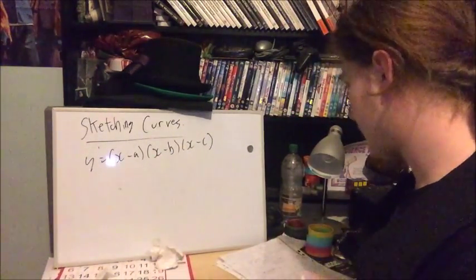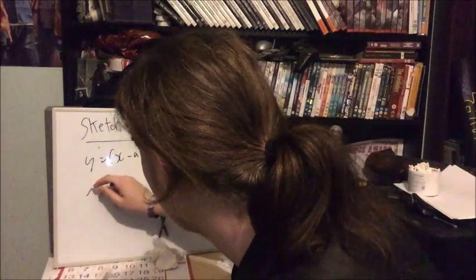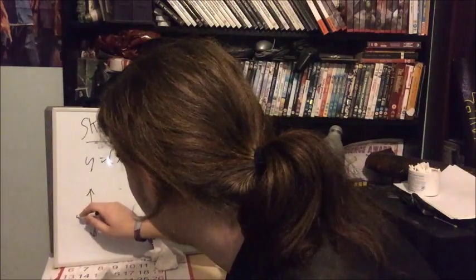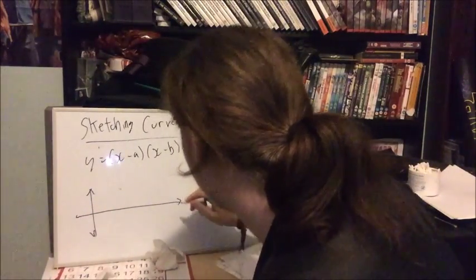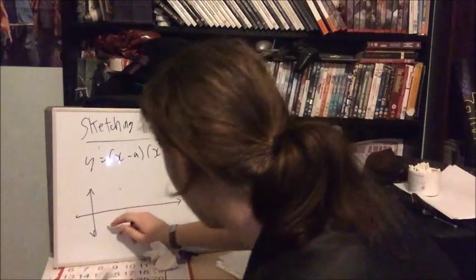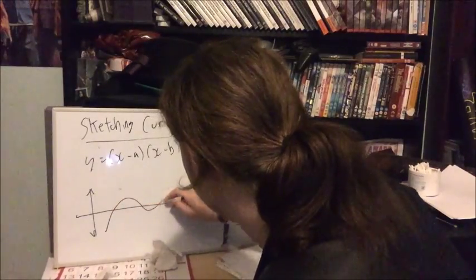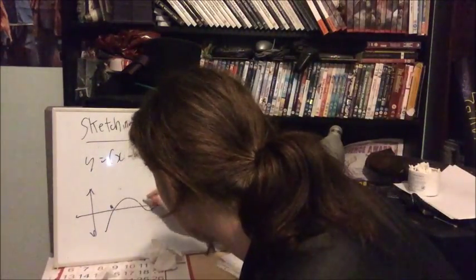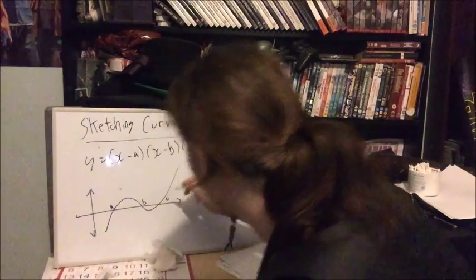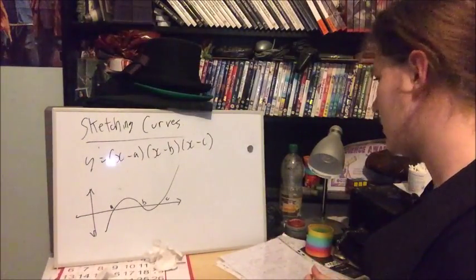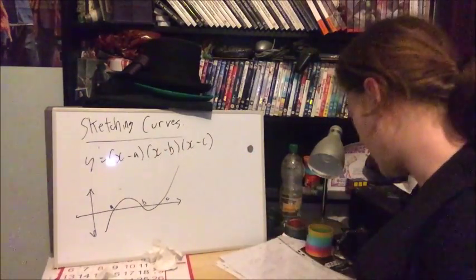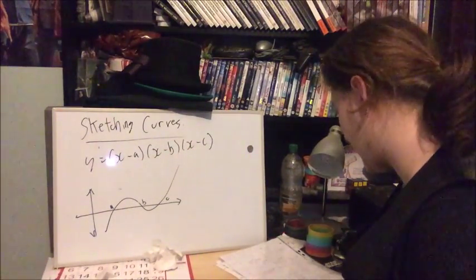So on a graph, they will look something like this, where that's A, that's B, and that's C, assuming that A is smaller than B and B is smaller than C and whatever. Yeah, it just looks like that.